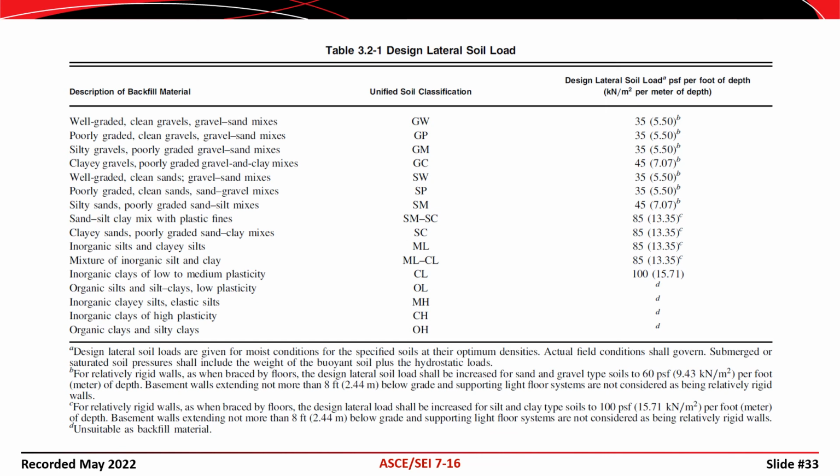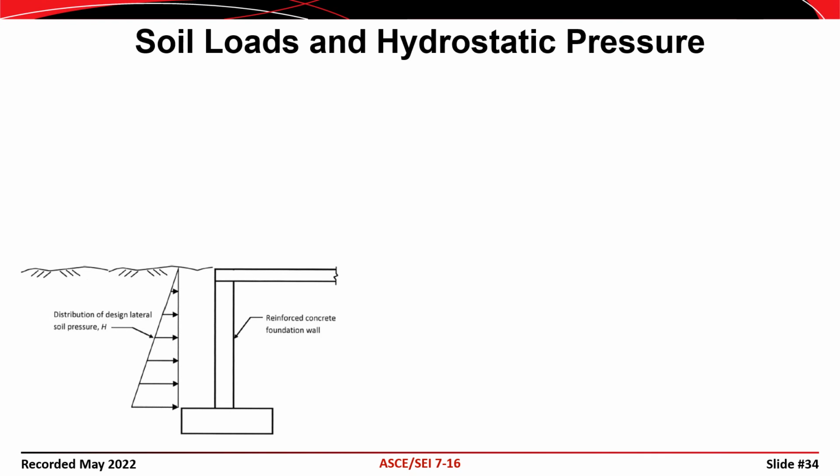So it gives you a list of different types of gravels, different types of soils, clays, etc. Depending on what type of soil you have, you multiply the number that's given here by the height of the soil, and that gives you the magnitude of the lateral pressure. So let's suppose we had a poorly graded clean sand, then we would design for 35 pounds per square foot. And if we were looking at a retaining wall structure like the one that's shown here, we would multiply 35 pounds per square foot times the height of that wall in order to get the magnitude of that loading down here at the bottom.